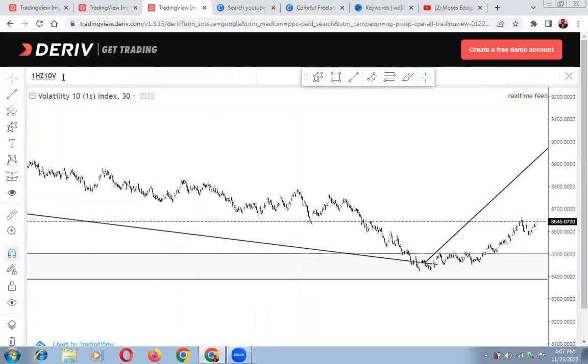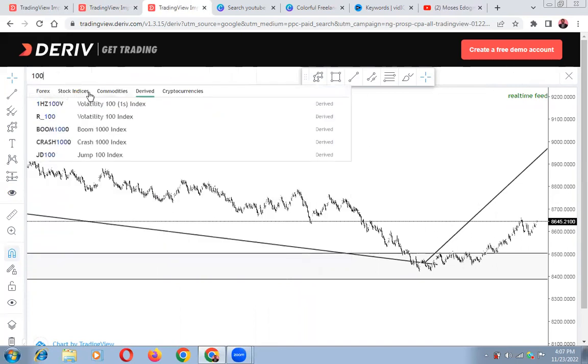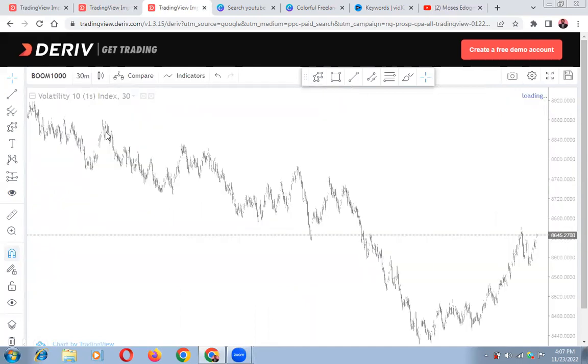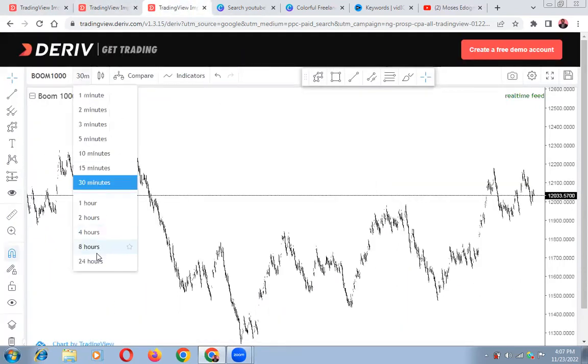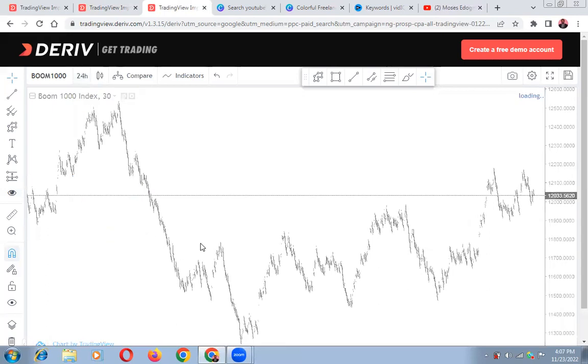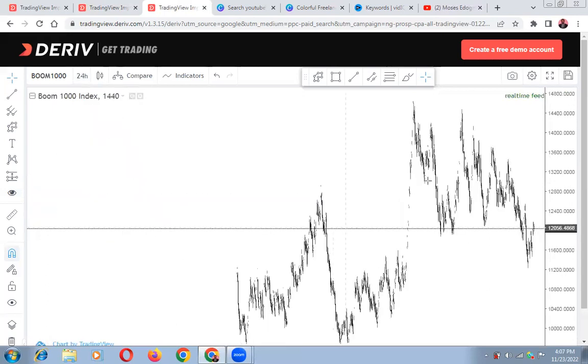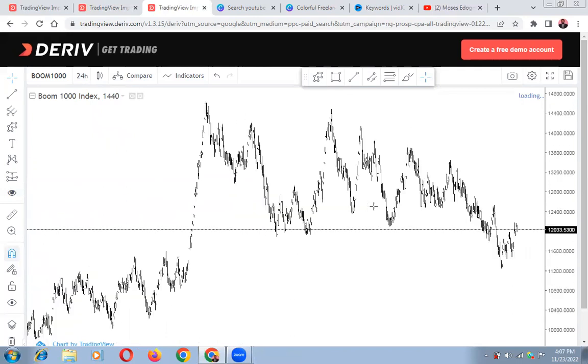Okay, let me check another asset. Okay, let's say the 1,000. These are examples of how to identify a break of structure and how to trade market structure. That's what we are doing right now. Let me go to the daily time frame and show you from the chart how you should trade market structure.